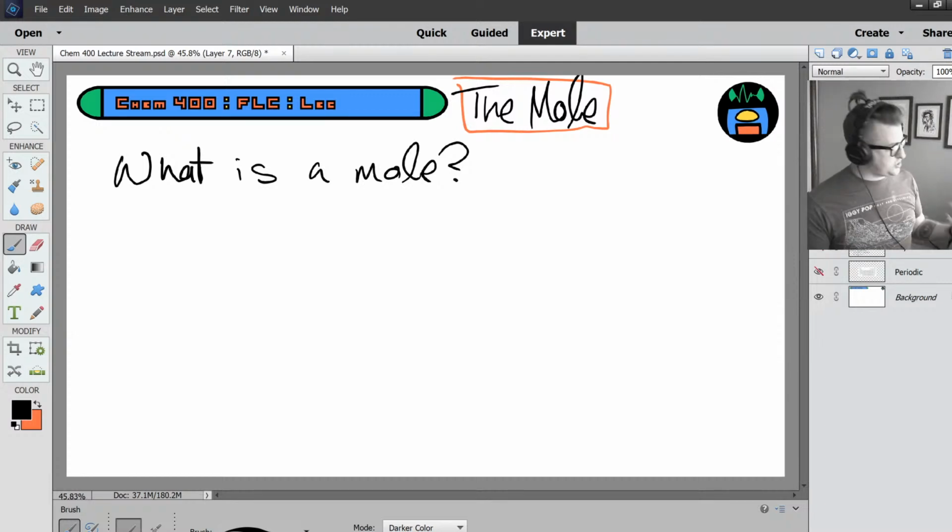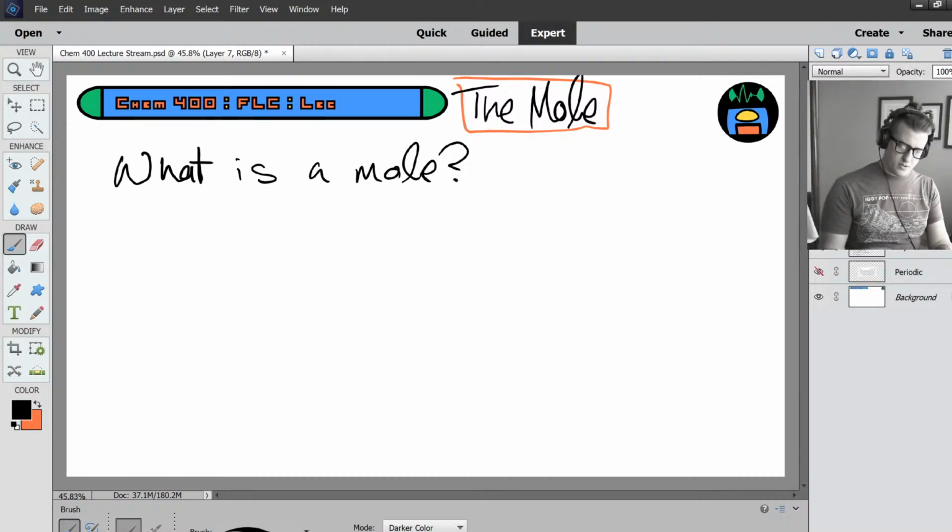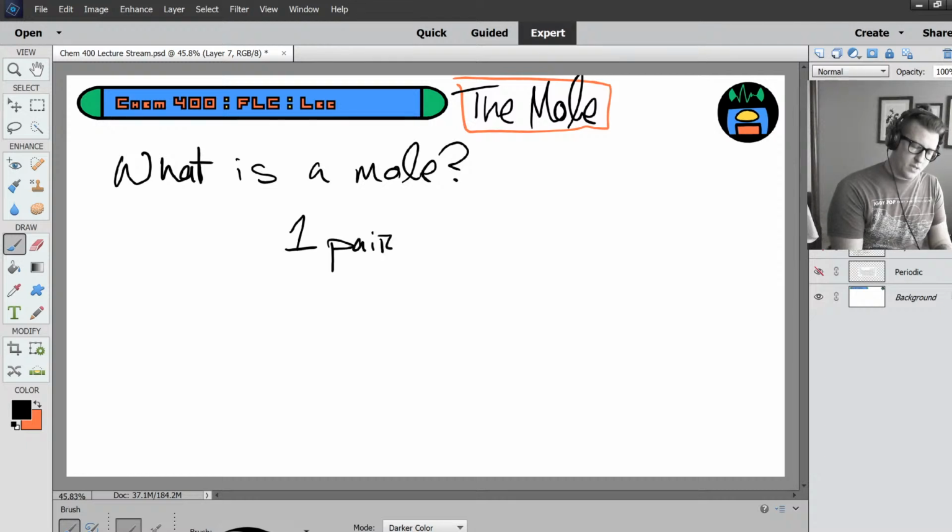But a mole, we're not just talking about the small burrowing creature, especially in the context of a chemistry class. A mole, conceptually, is very similar to one pair. All right, if I asked you what a pair is, it's just two things. All right?